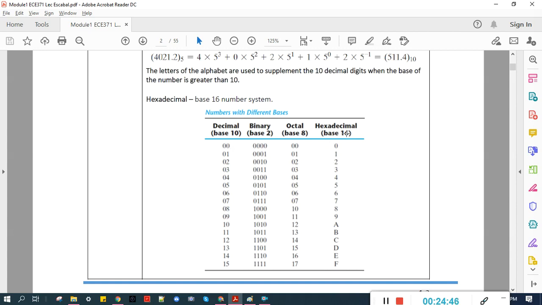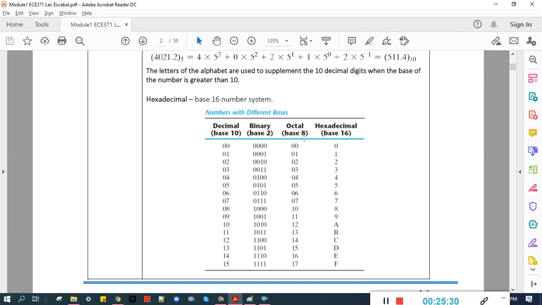The equivalent of these 16 digits is 0 to 15 for decimal. For hexadecimal, we use 0 to 9 and then A, B, C, D, E, F, because it needs 16 digits. So we used the first 6 letters of the alphabet, A, B, C, D, E, F.